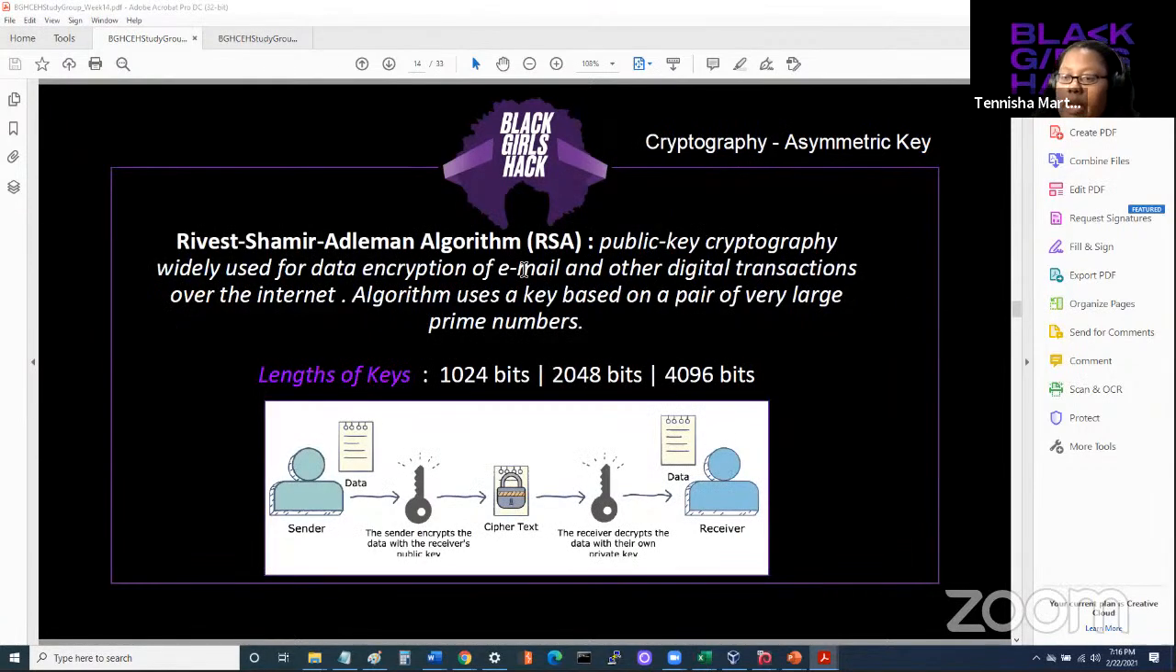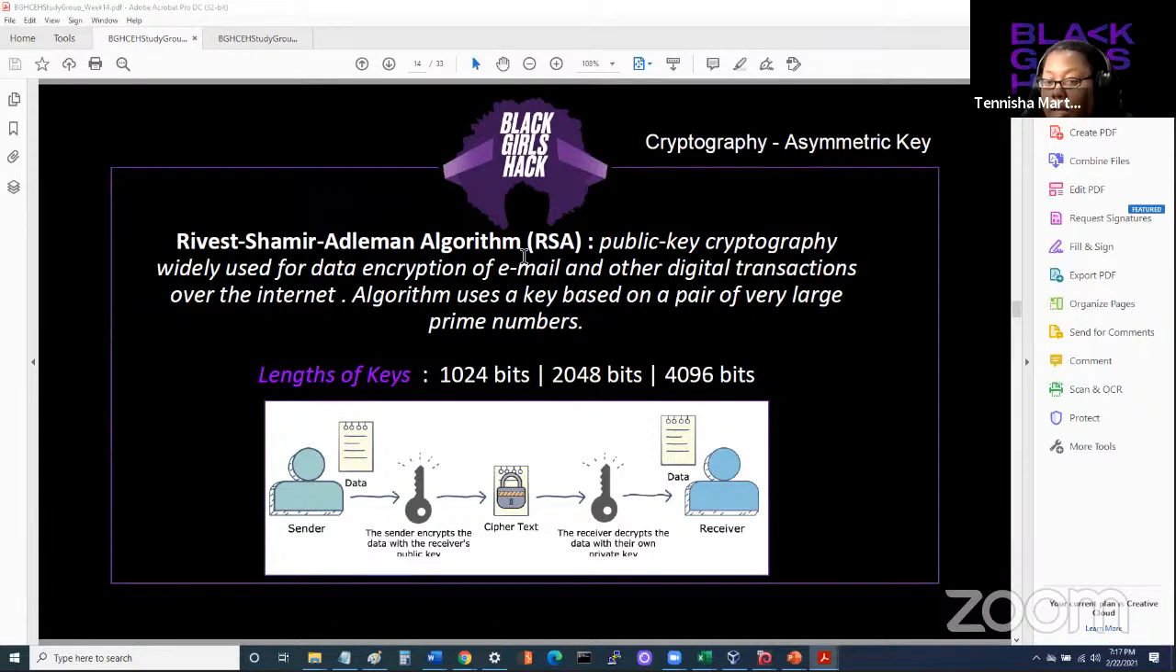All right, so asymmetric keys. RSA is actually named after the 3 gentlemen that put together the algorithm. It is a public key cryptographic solution, which is asymmetric. You should just know that public key and asymmetric are the same thing, it just means that there's a different key. And it's widely used for the data encryption of email and other transactions over the internet.